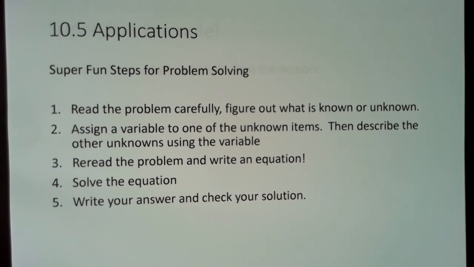So step number 1, you need to make sure you read the problem very carefully, and as you're reading it, you need to be able to figure out what is known, meaning what values do you have numerically, or unknown. So where they say what the question is asking for, usually you would let that be the variable unknown. Okay, so sometimes there's more than one unknown. So the second step is to assign the variable to one of the unknown items, and then you have to describe if there are other unknowns in terms of the original variable.